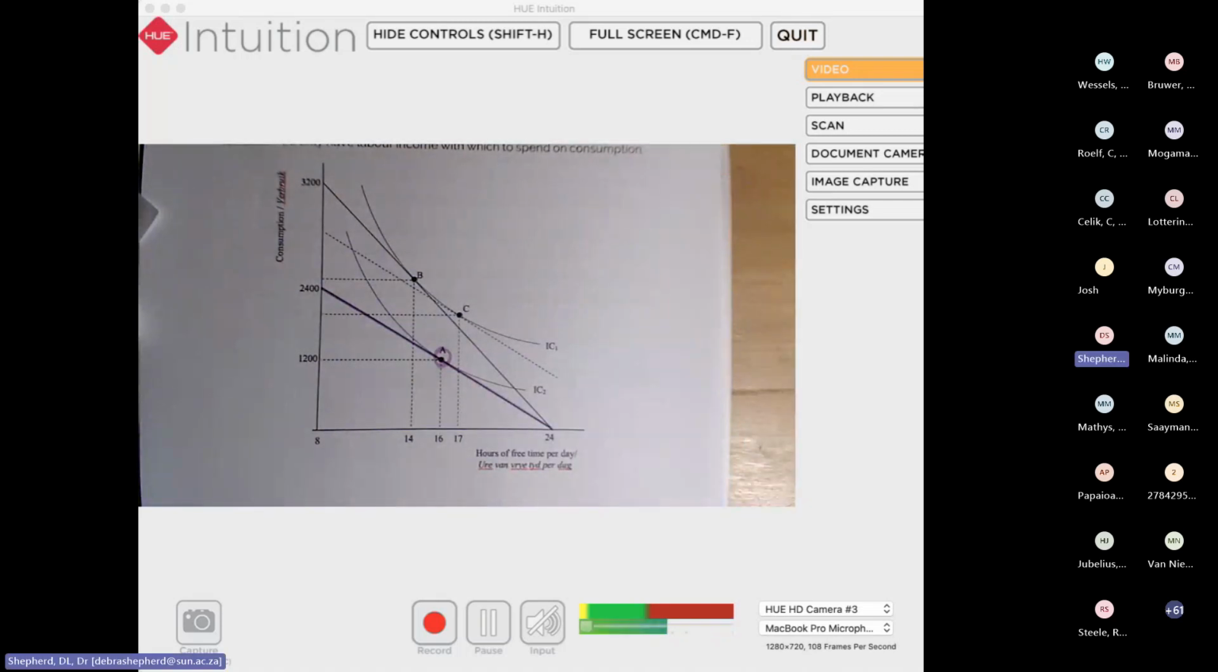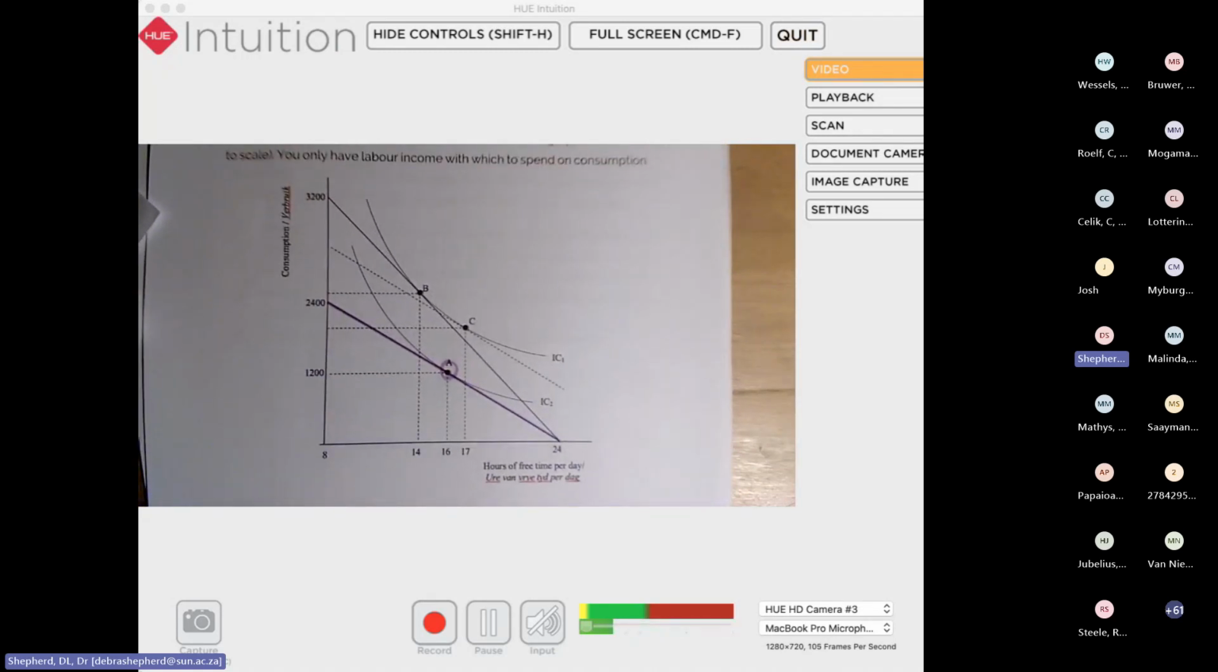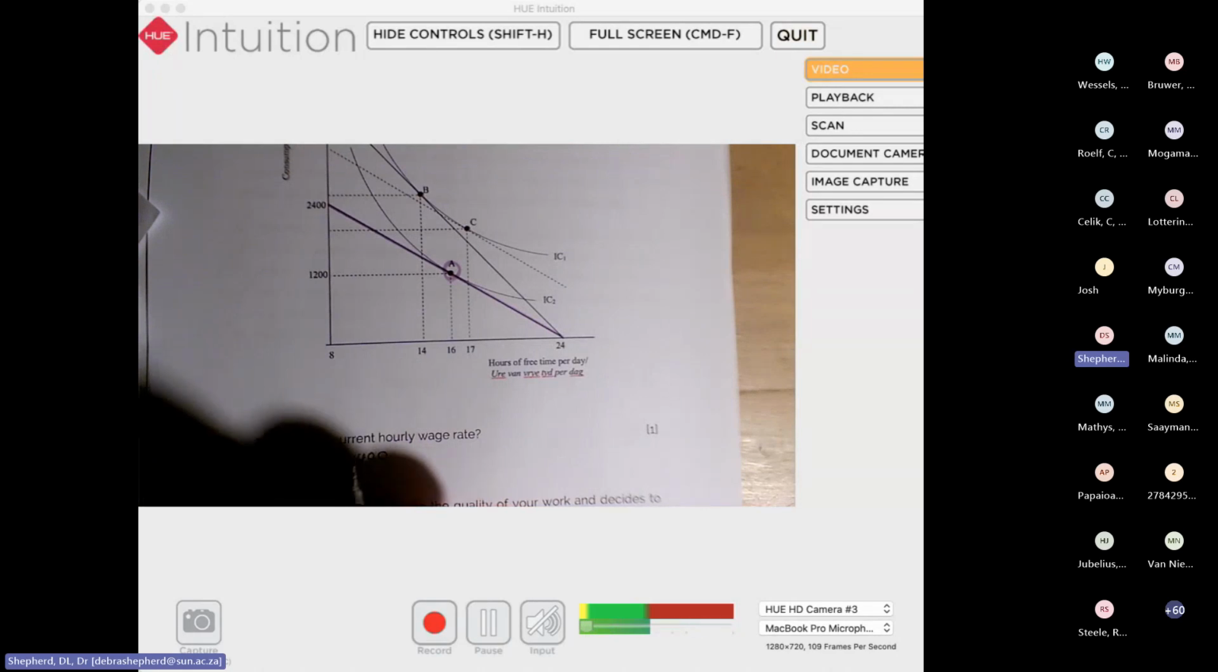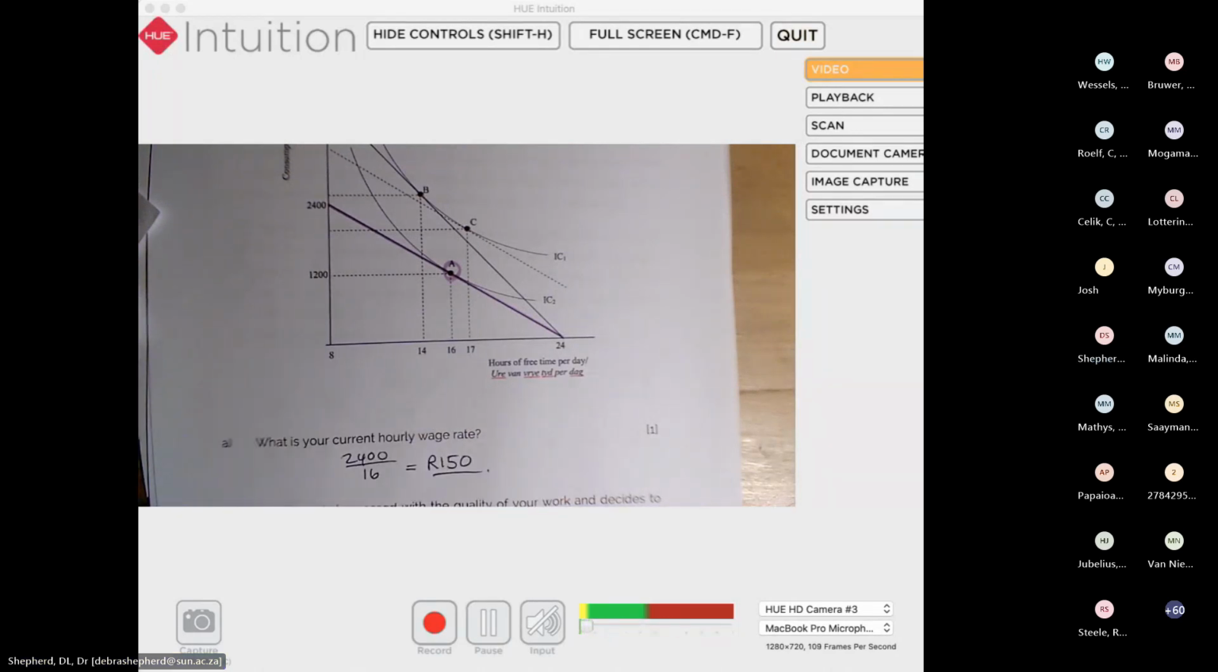Question A then asks, what is your current hourly wage rate? We should definitely know how to do this by now. What is the wage rate given the values in this picture? Yeah, 2,400 divided by 16. That gives 150 rands. Awesome. So the hourly wage rate is 150 rands.